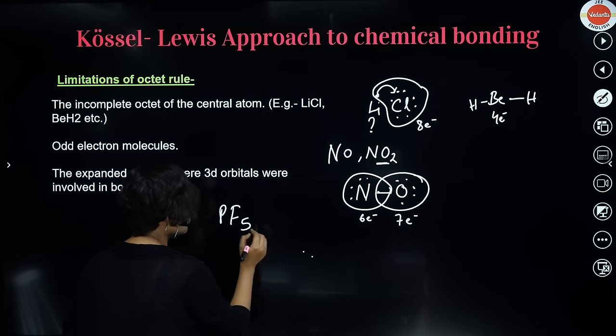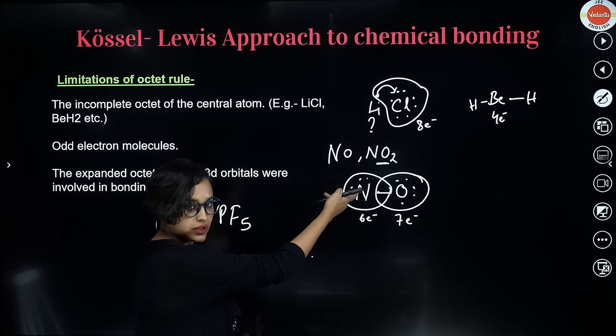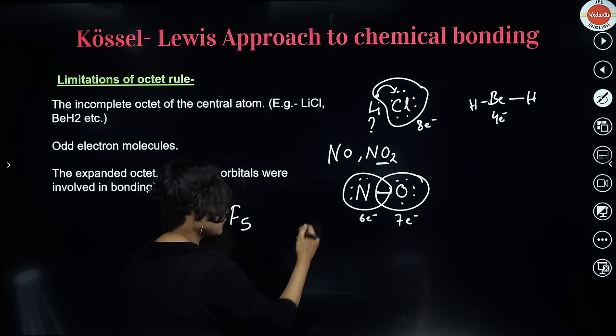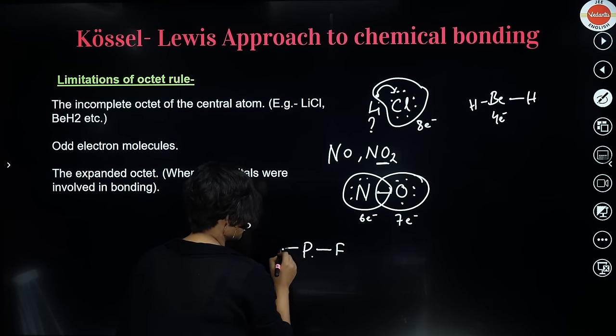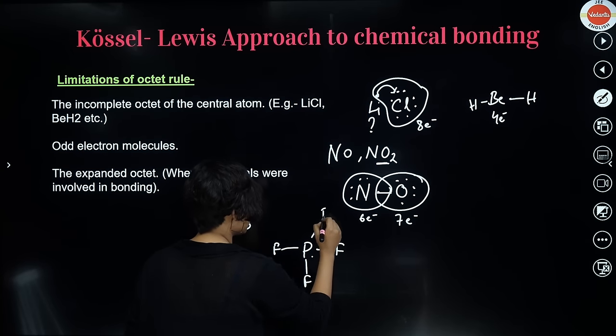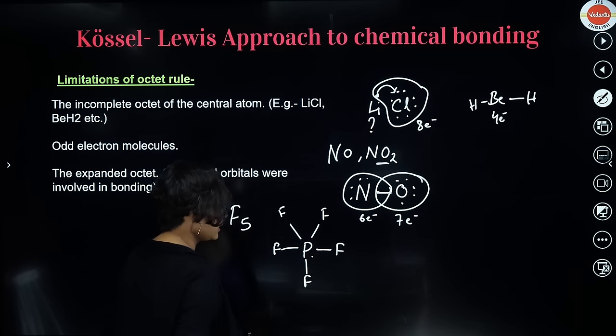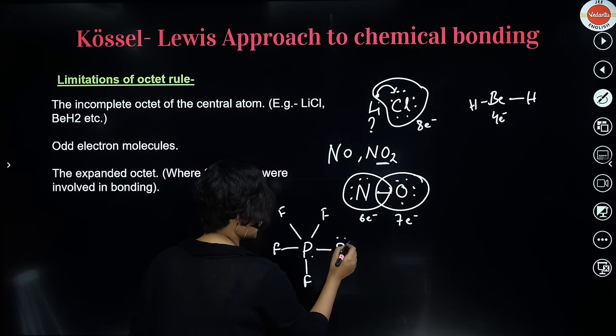Example is PF5, okay? So P is also in the F, I mean N1, so 5 electrons, right? So see here, 1, 2, 3, 4, 5, okay? Now check here, 1, 2, 3, 4, 5, 6, 7, 8, okay?